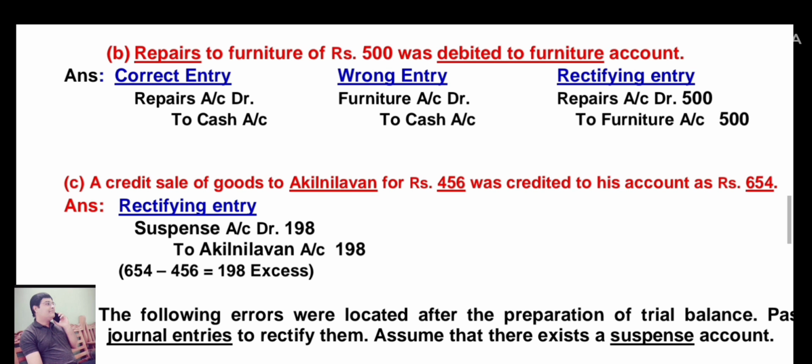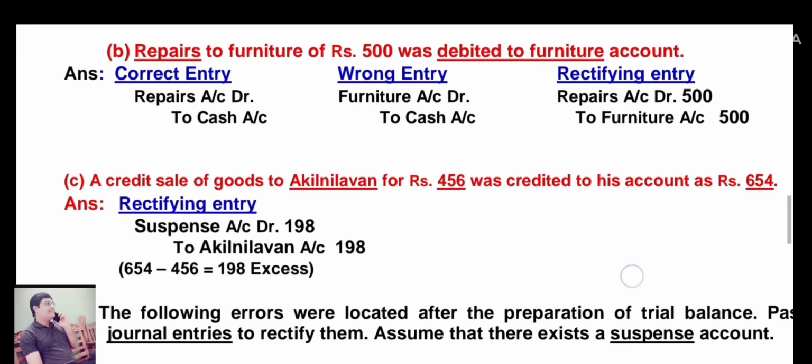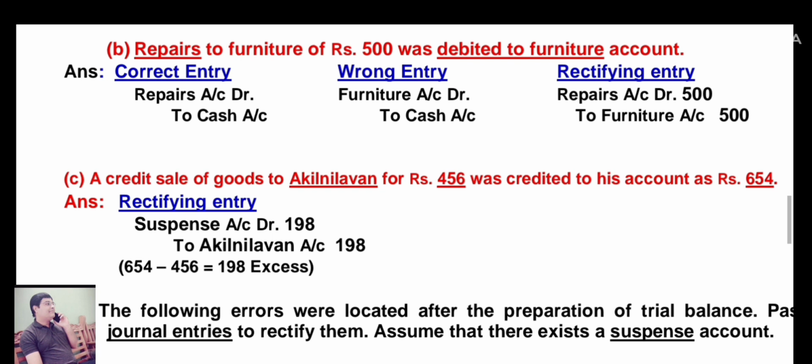Now understand the question. Instead of repairs, they debited the furniture account. So the correct entry is repairs to cash, but the wrong entry is furniture to cash. To cash is right, so no need to do anything with that. In the correct entry, repairs account is debit. So in the rectifying entry, you have to write repairs account debit. Whatever is written in the correct entry, you have to write exactly in the rectifying entry. If it is written on the debit side, you write on the debit side. If it is written on the credit side as 'To', you write 'To'.